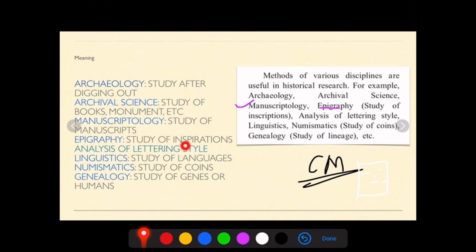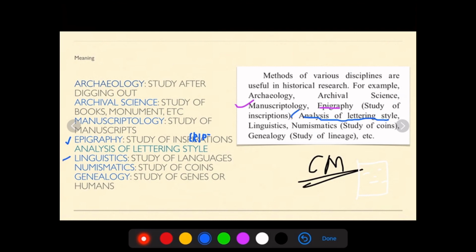So the study of inscriptions, there is a mistake over here. Okay, there is a spelling mistake. It is not inspiration, it is inscription, a typing mistake. So epigraphy is the study of inscriptions. Next is analysis of lettering style. How was the lettering style, and is it matching today's lettering style? That comparative study is also an important method, which is analysis of lettering style.